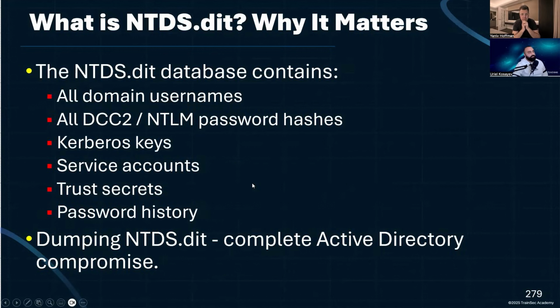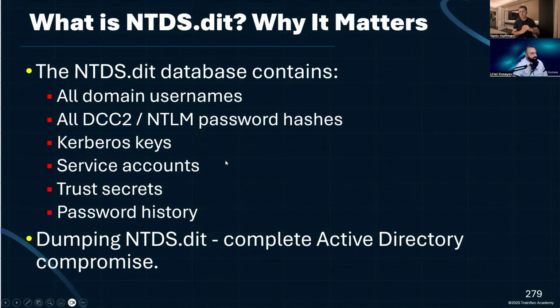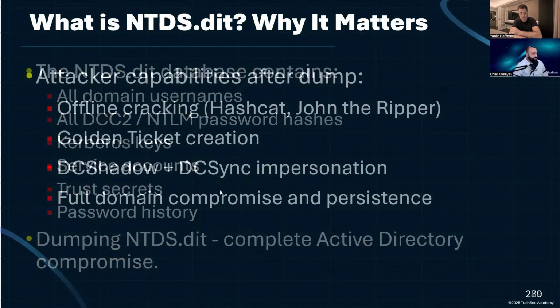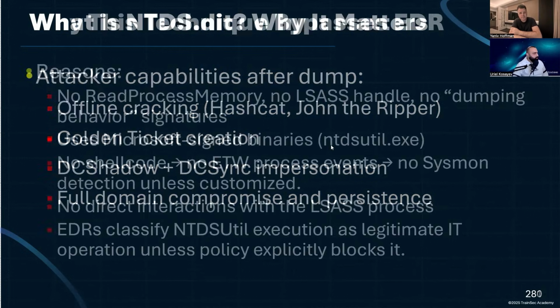So the ntds.dit database contains all domain usernames, the DCC2 and NTLM password hashes, which you can, by the way, crack offline, or you can do pass-the-hash attacks and authenticate to other stronger, let's say, domain admin users and stuff like this. You have the Kerberos keys, service accounts, trust secrets, passwords, so you have everything. Dumping the ntds.dit completely is a complete Active Directory compromise. You're the king of the domain, as I already said. Okay, so yeah, this is what you can do afterwards, of course.